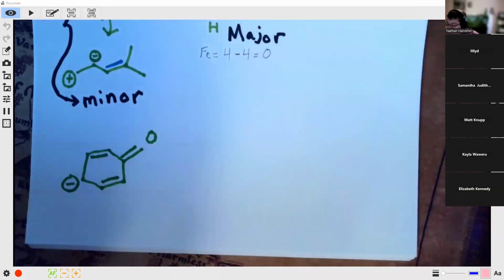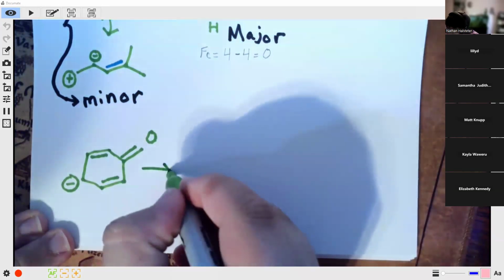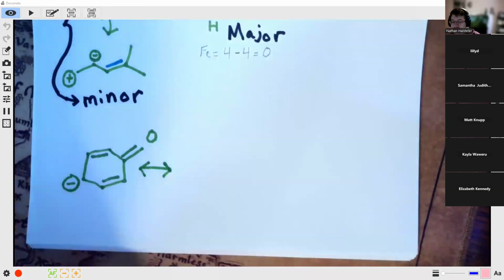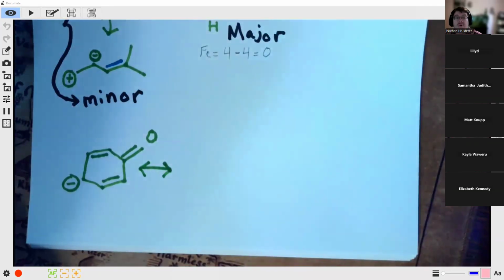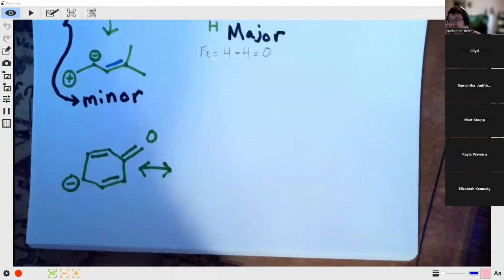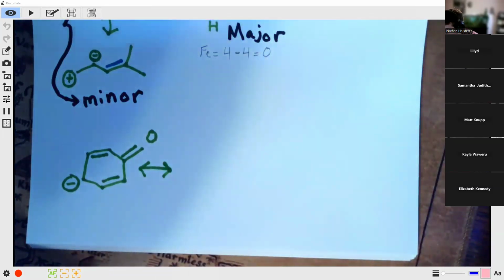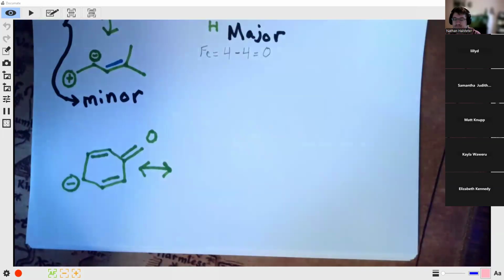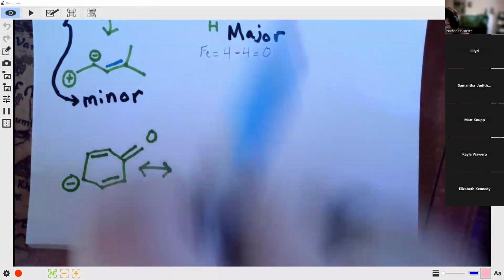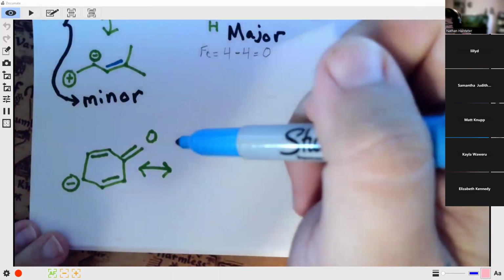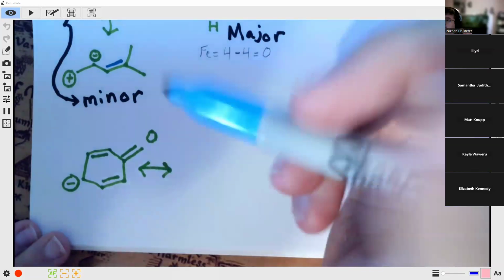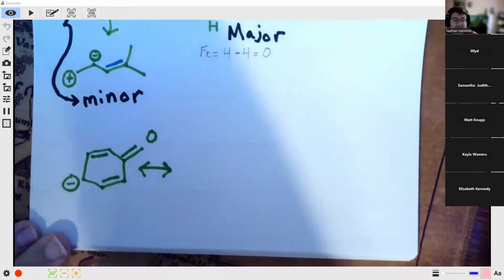So with this structure here, let's see what we can do. There are more than three possible resonance structures here, and there may be problems like this. Once you get more practice, you'll start to see more challenging questions like this one. So here we have a possible resonance structure. I'll do the first step and then I'll let you guys try the other steps.